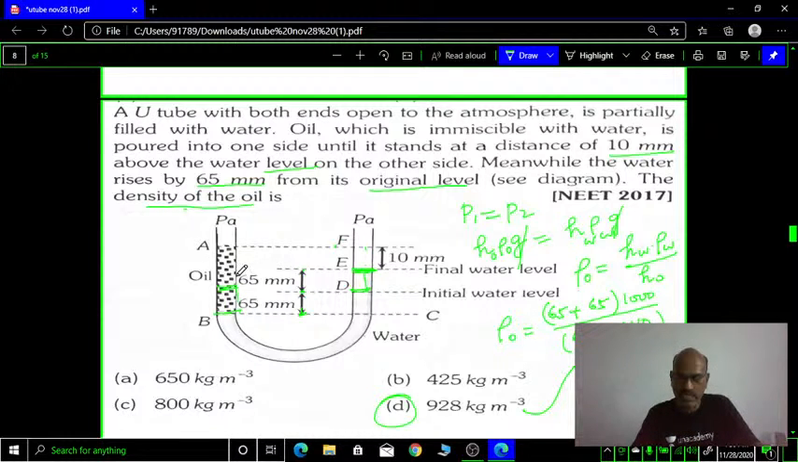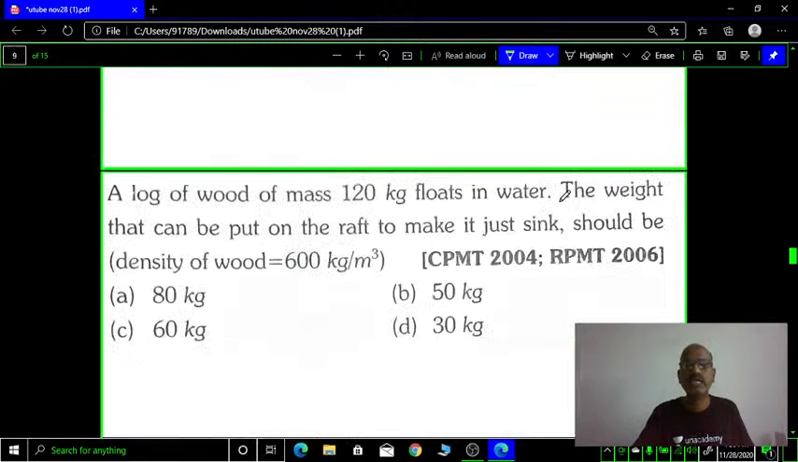Even with oil mixed in this, the pressure will be the same on both sides. So use the pressure formula, liquid pressure on our column: h d g, or h rho g, equal on either side. We can find the density of oil. D is the correct option. Let us go for the next question.